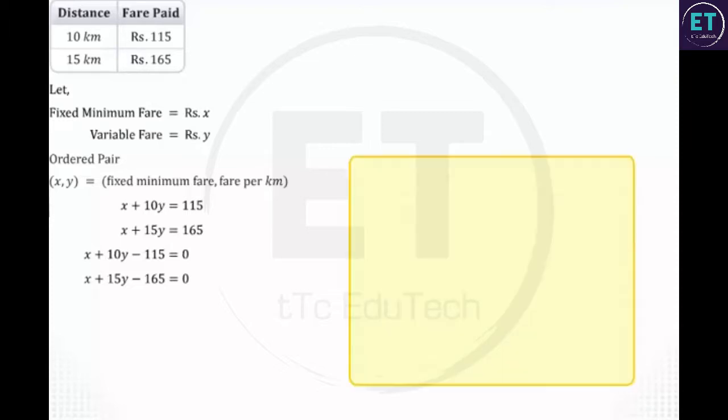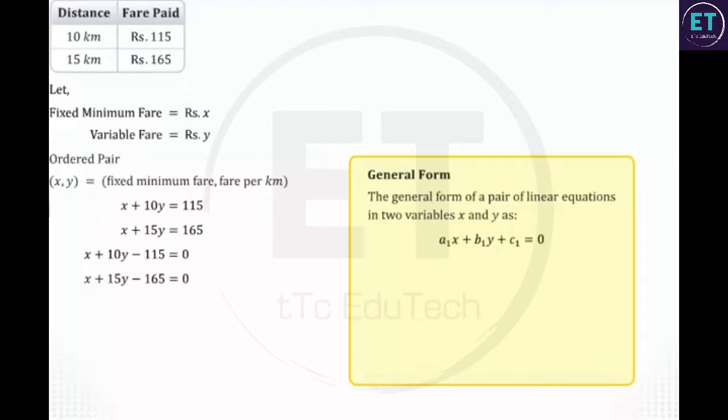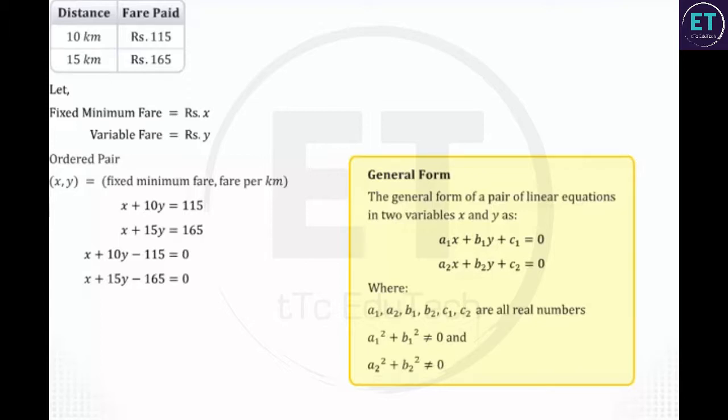Based on these equations, we can write the general form of a pair of linear equations in two variables as a1x plus b1y plus c1 is equal to 0 and a2x plus b2y plus c2 is equal to 0, where a1, a2, b1, b2, c1 and c2 are all real numbers, and a1 square plus b1 square is not equal to 0, and a2 square plus b2 square is not equal to 0.